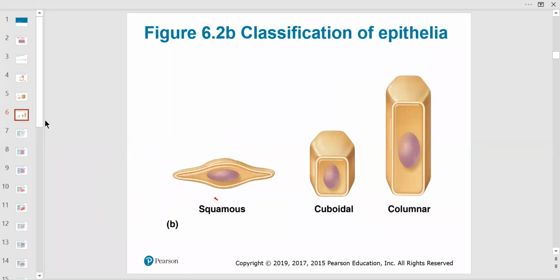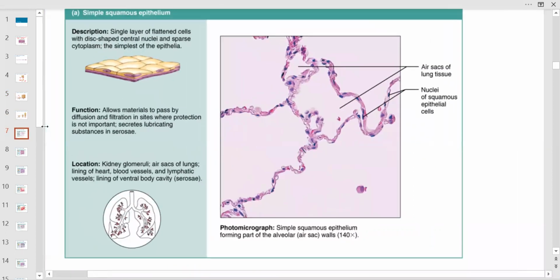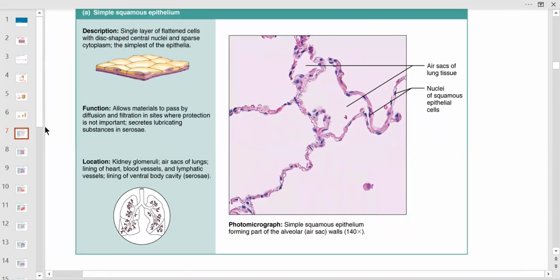So squamous is that flat one, cuboidal, and then columnar. And you could have simple or stratified, and then there's pseudo-stratified, right? So here's the cartoon. This is the way you do it. Look at the cartoon, okay? He's talking about a squamous. I see a basement membrane.